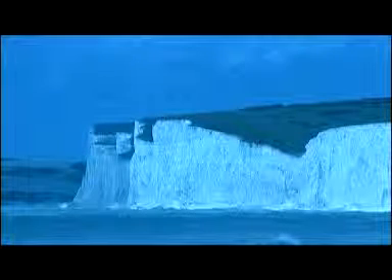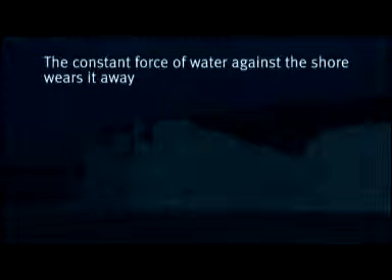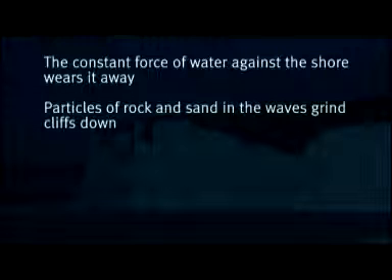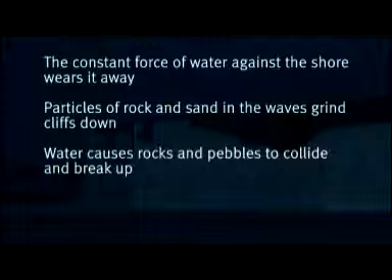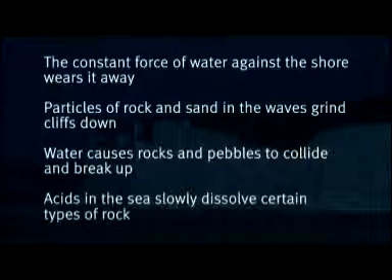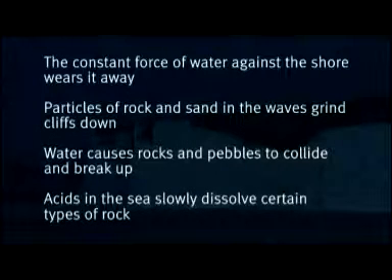Waves cause erosion in four main ways. When the constant force of water against the shore wears it away, when particles of rocks and sand in the waves grind cliffs down, when the action of water causes rocks and pebbles from the shore to smash into each other and break up, when acids in the sea slowly dissolve certain types of rocks.